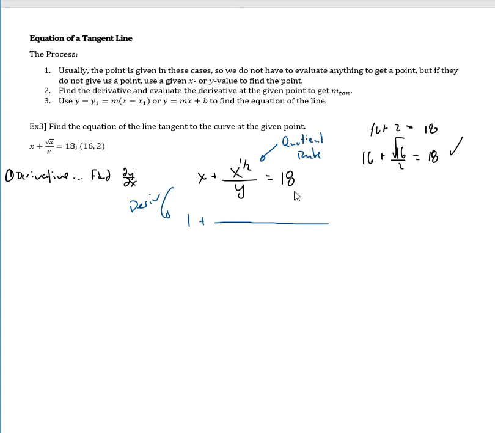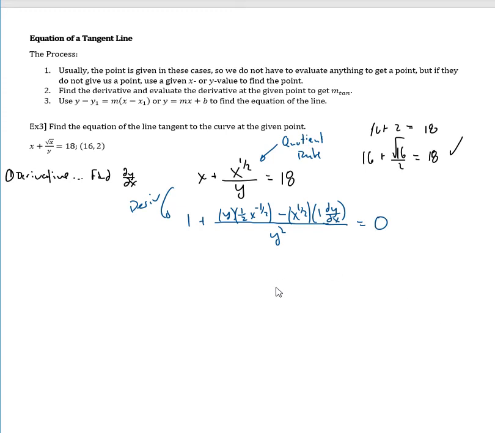Now, the derivative of this, we're just going to state in words: low d high minus high d low. So we've got low, which is the y, times the derivative of the high, which would be 1/2 x to the negative 1/2. That's low d high, minus my high, which is x to the 1/2, times the derivative of the low, which would be 1 times dy/dx. Remember, if you take the derivative of a y part, attach dy/dx. And then all over our low squared, so y squared. And then equal to 18's derivative, which is 0.